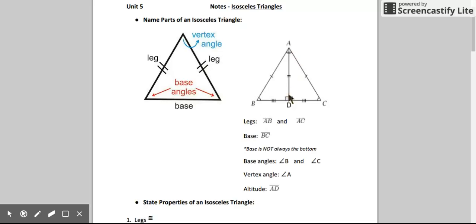And then this segment here that is bisecting the base and the vertex angle and is perpendicular is the altitude, so segment AD.